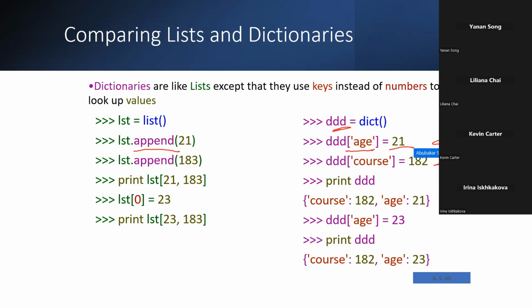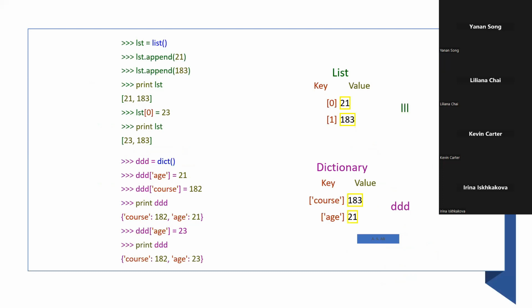And the key is age. So age equals 21. The cost is what? 182. Now, if you print DDD, you will see cost 182 and age 21. You can change it: maybe after 2 years, the age of this individual has become 23, so now the new age is printed out. These are some more examples you will see. As I said, dictionaries come in key and value pairs. These are the keys, these are the values.